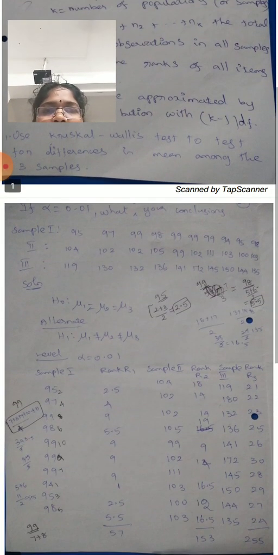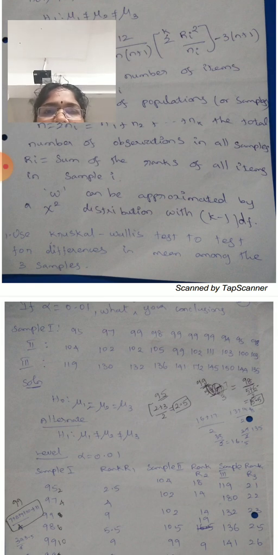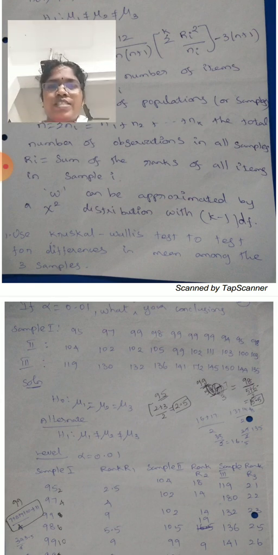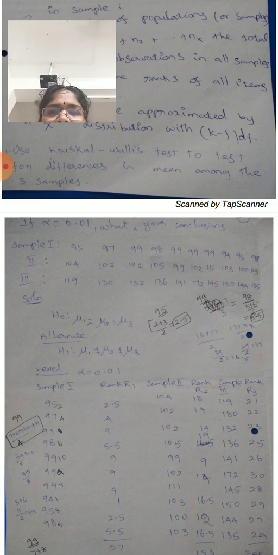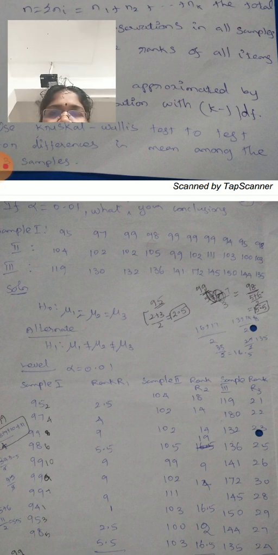Here we go to the sum: use the Kruskal-Wallis test to test for a difference in mean among the 3 samples. Here the alpha value is 0.01. We have to calculate at the 1% level of significance. What are your conclusions? Here sample 1 values are given, and then sample 2 and sample 3 values are given.